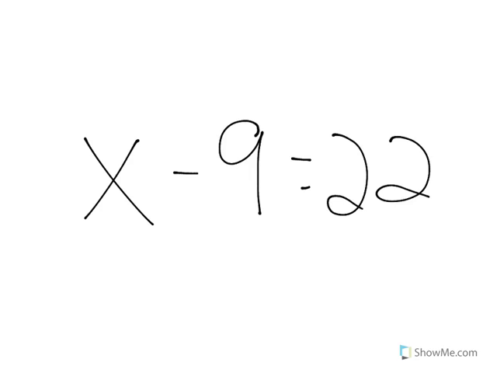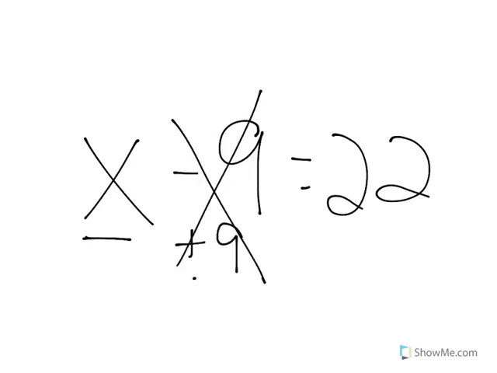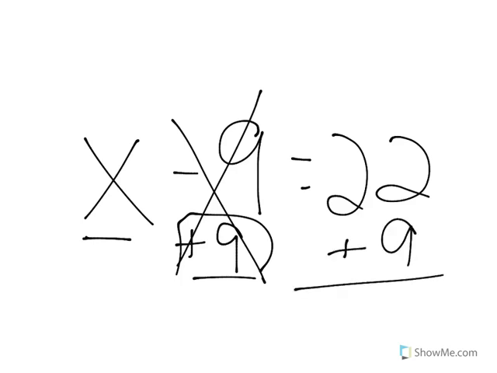Here's another example. x minus 9 is equal to 22. So the first thing we want to do is get that x alone. So we are subtracting 9 from x. So the opposite of subtracting 9 would be adding 9. That cancels out and makes it 0. If we do that to this side, we have to do it over here too. So we add 9. So our answer would be 33.